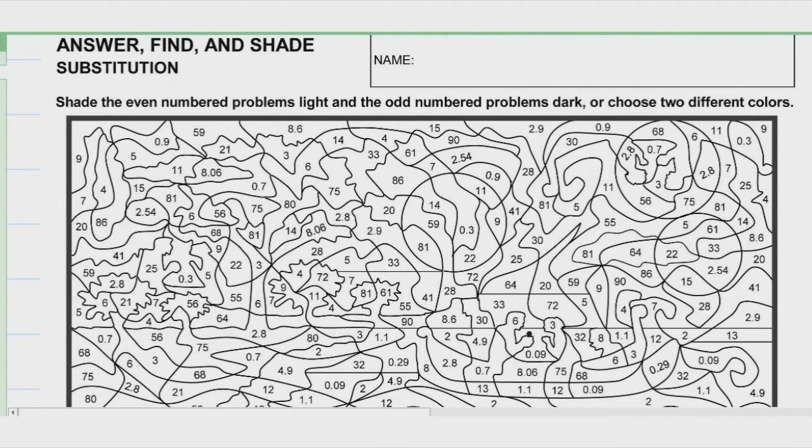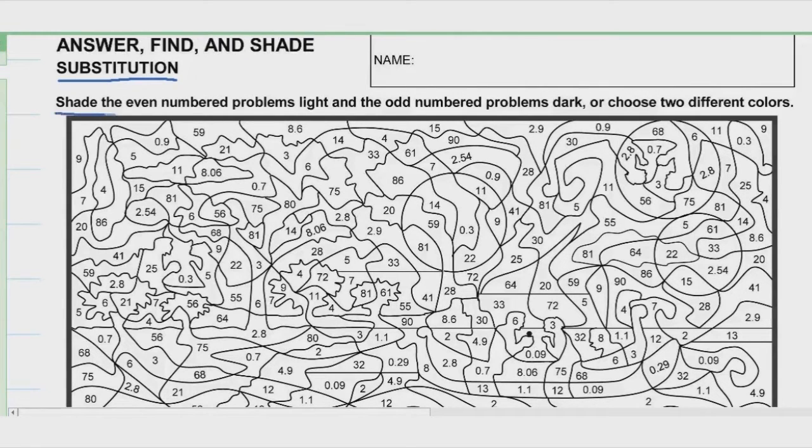Working on an answer find and shade worksheet that's covering substitution. And all substitution is, you're replacing or changing a variable to something else. It could be another variable, but it's usually a number. So substitution just means to replace or change. It's kind of like when you have a substitute teacher. They're replacing your teacher. Well, before we start the problems, let's look at the directions for the shading.